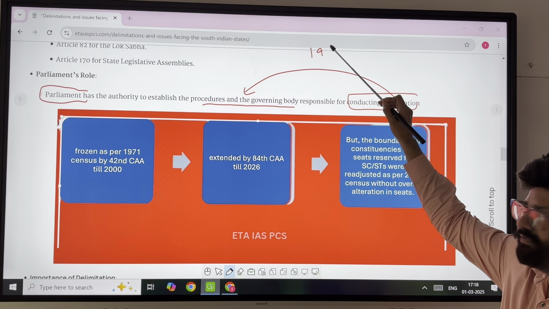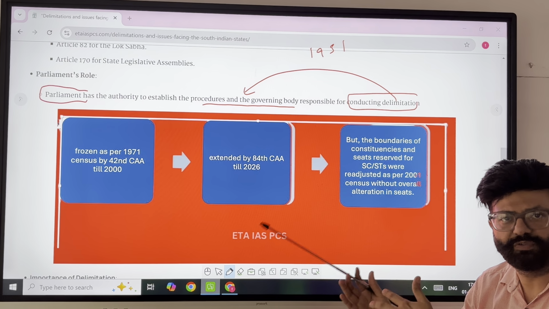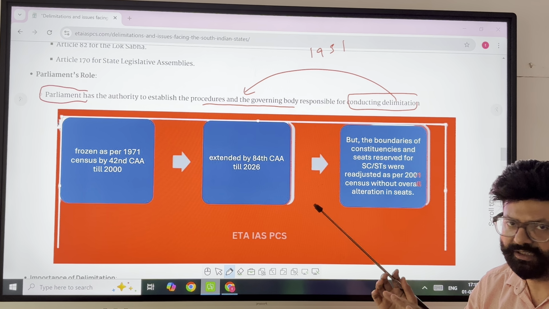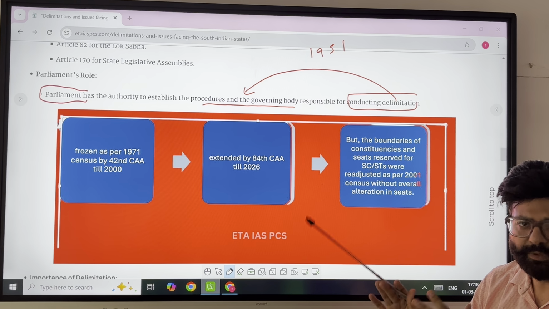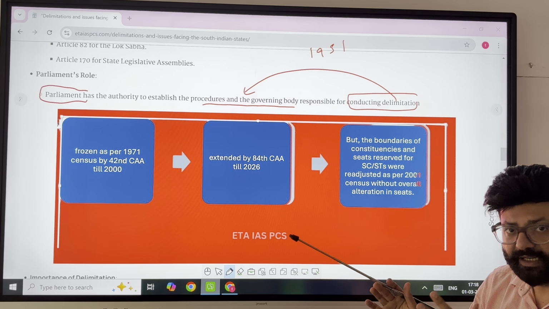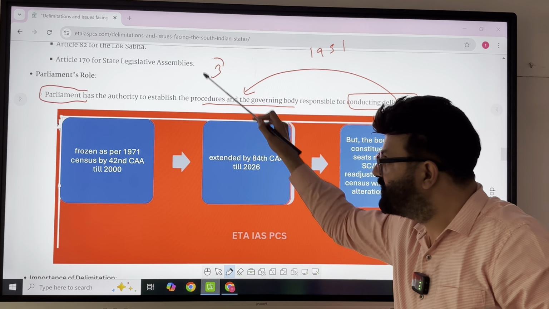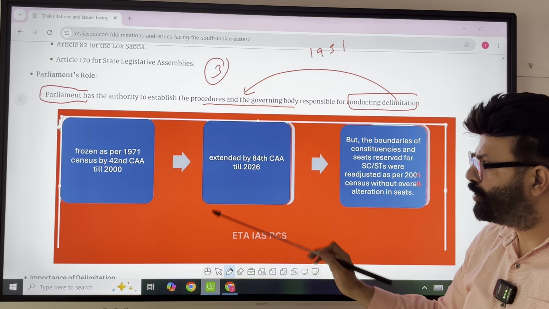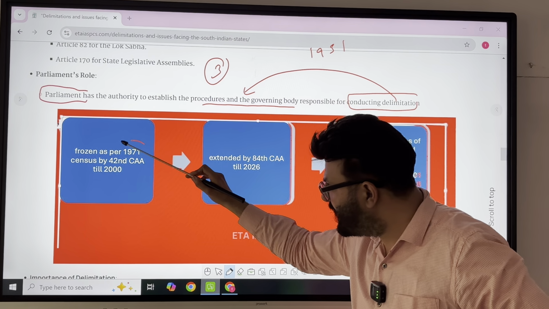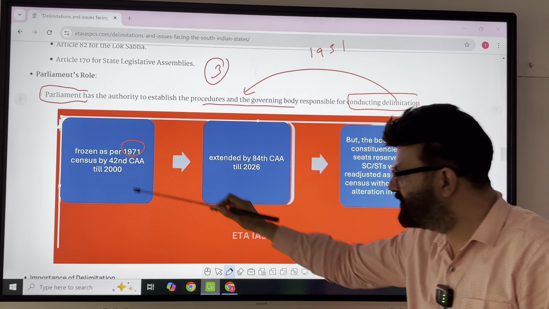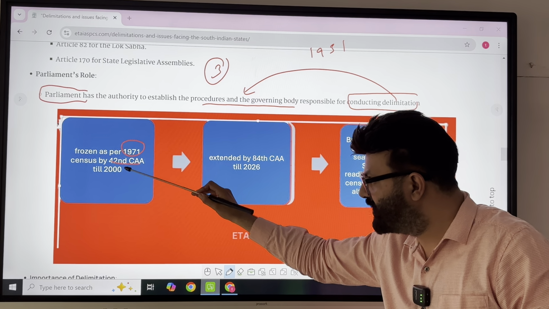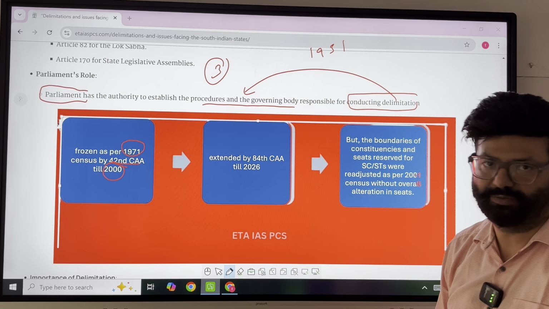Now, next you must know that census is carried out after every 10 years. After 1951, census has been carried out every 10 years except in the COVID period. Except for COVID, only delimitation has been done thrice so far. So, it was frozen as per the 1971 census by the 42nd Constitutional Amendment Act till 2000.